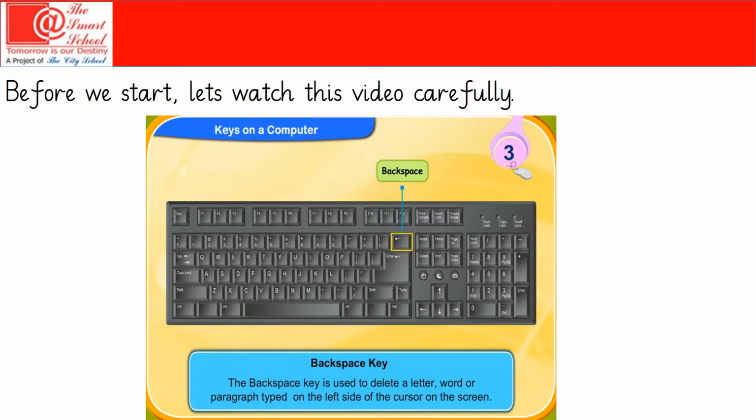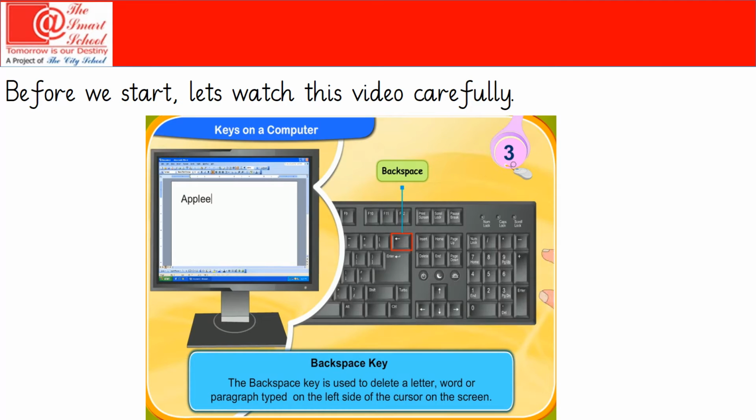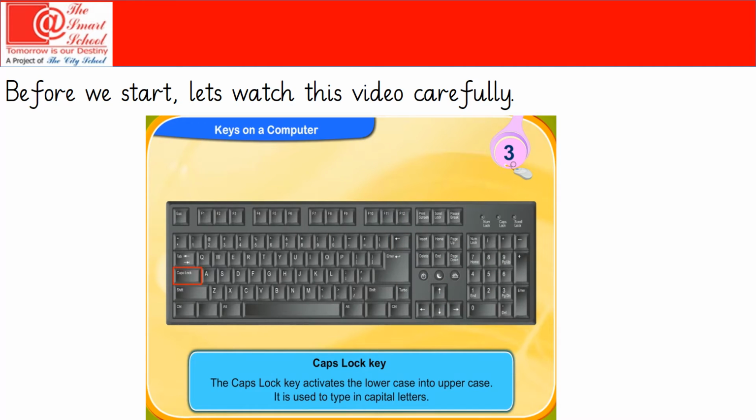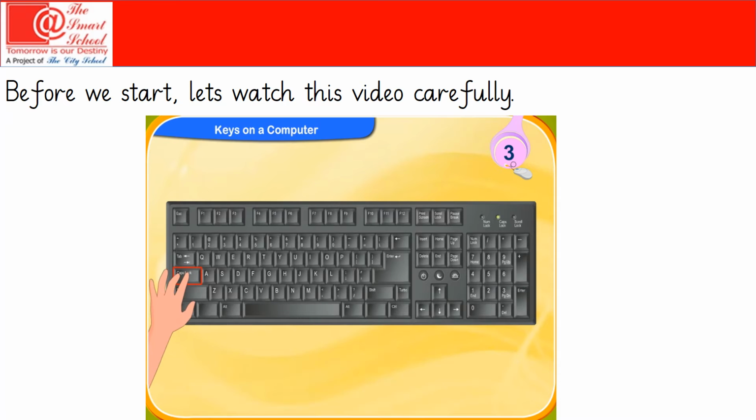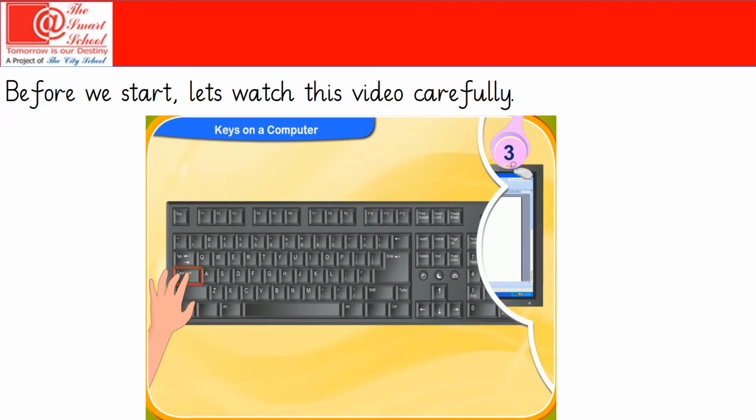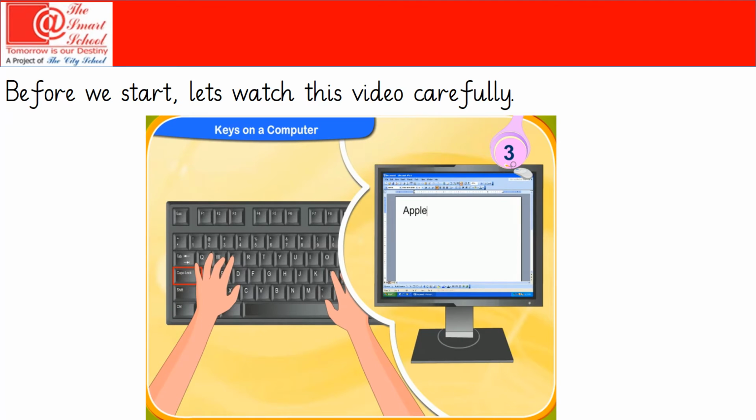The Backspace Key is used to delete a letter, word or paragraph typed on the left side of the cursor on the screen. The Caps Lock key activates the lowercase into uppercase. It is used to type in capital letters. When you press this key, a light glows on the top right corner of the keyboard, indicating that the Caps Lock is on.